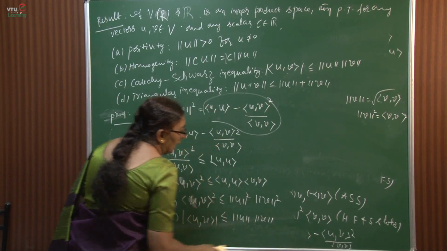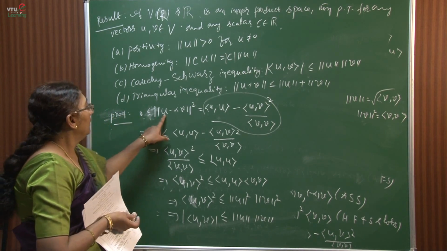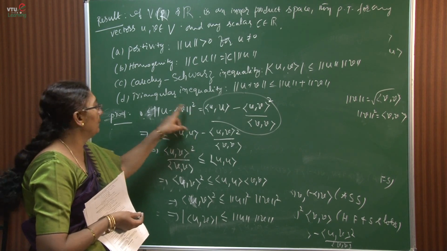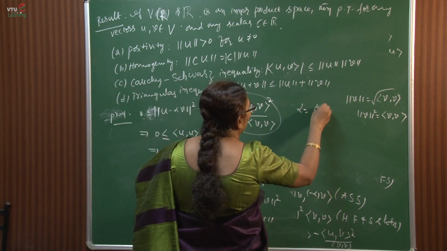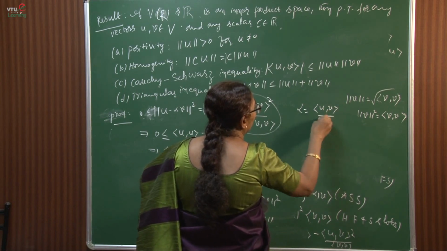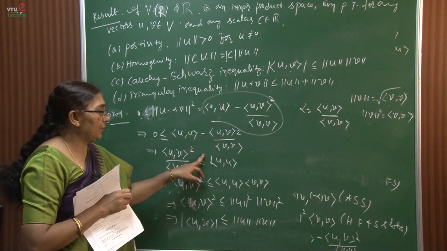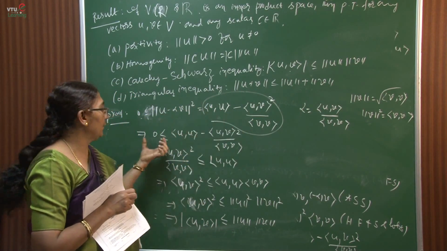Yes, I think everyone is clear on this part. What we took: norm of u minus alpha v, whole square, is greater than or equal to 0. You know what my alpha is: inner product of u, v divided by inner product of v comma v. Now we simplify using the definition of norm. This quantity is greater than or equal to 0.